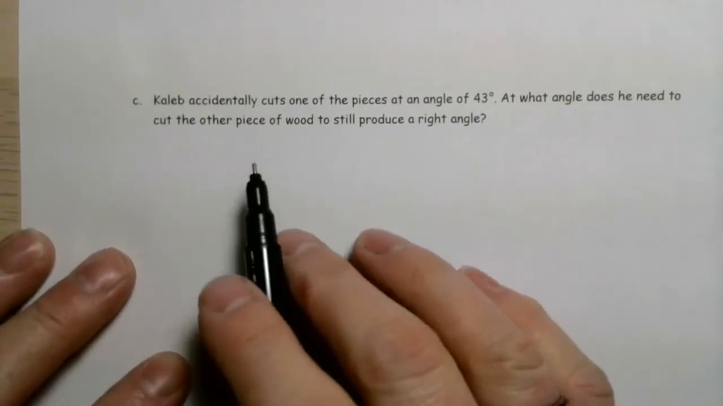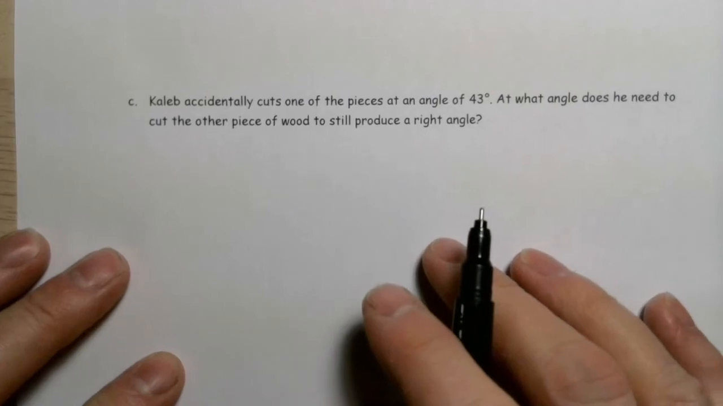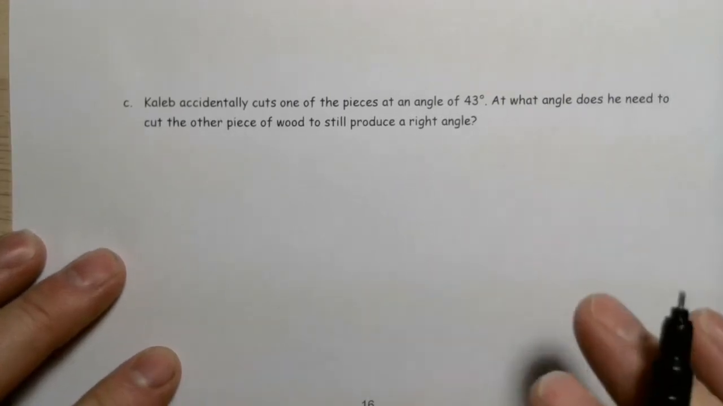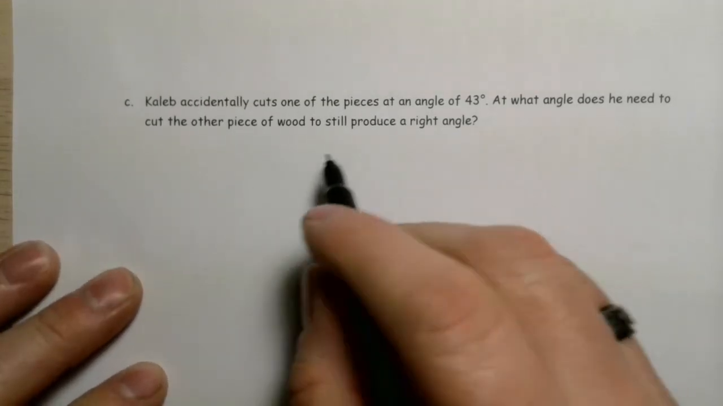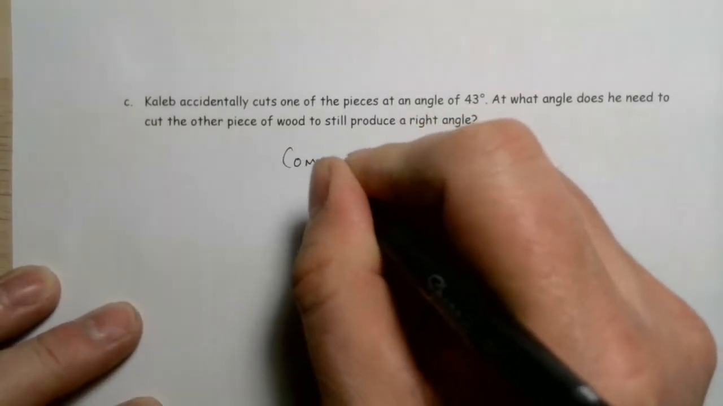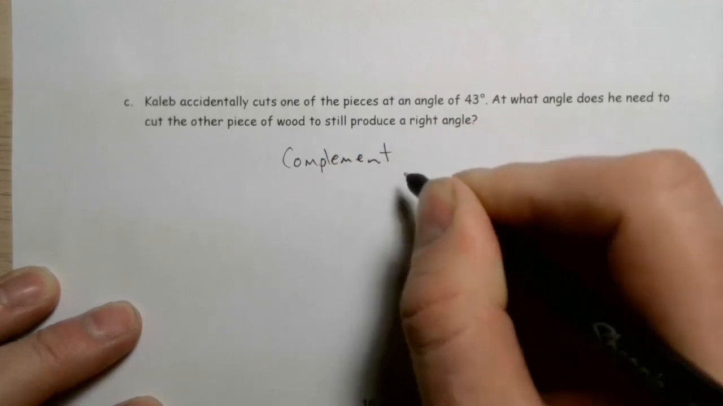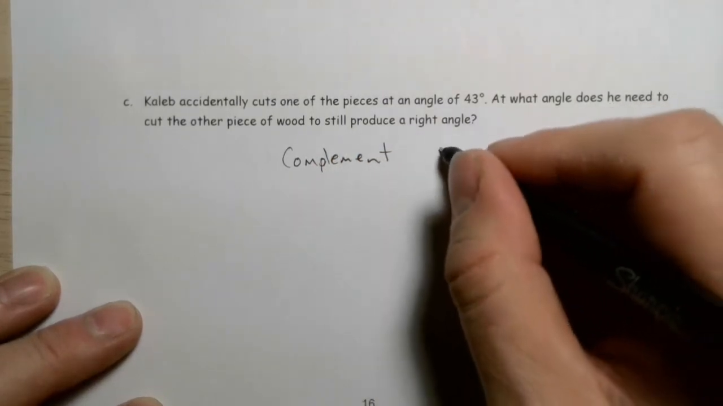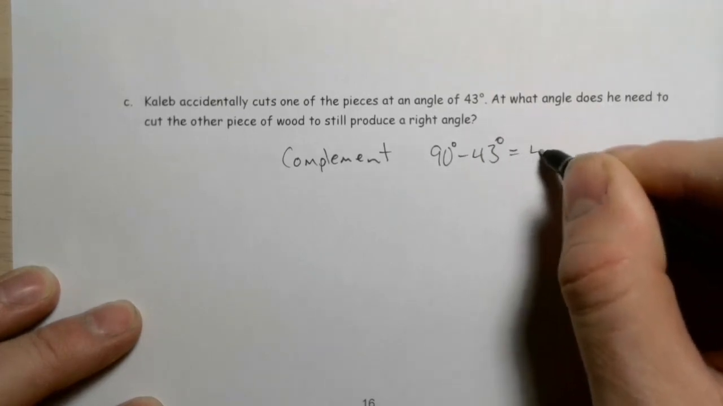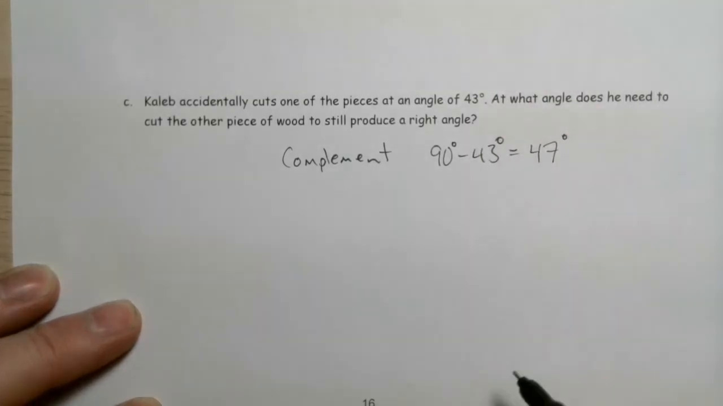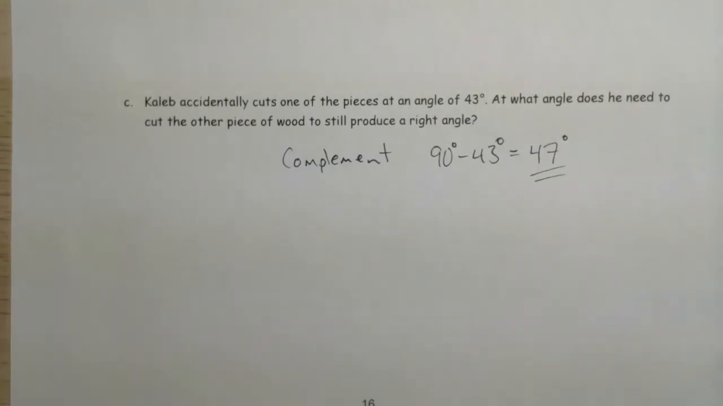Now, here we go. What if Caleb accidentally cuts one of the pieces at an angle of 43 degrees? At what angle does he need to cut the other piece to still produce a right angle? So he can still do this. But what's going to happen here is it's not going to look quite right, but we can still do it. Now, we are looking for the complement to that particular angle. So that'll be 90 degrees minus 43 degrees, and that's going to equal 47 degrees. So he's going to have to cut one at 47 degrees.